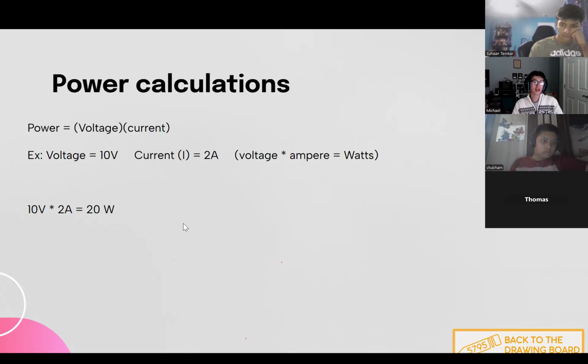So that's why we do power calculations and we have voltage breakers and we do all the math before we actually test it.